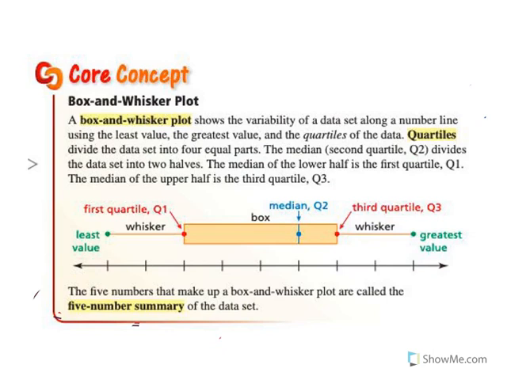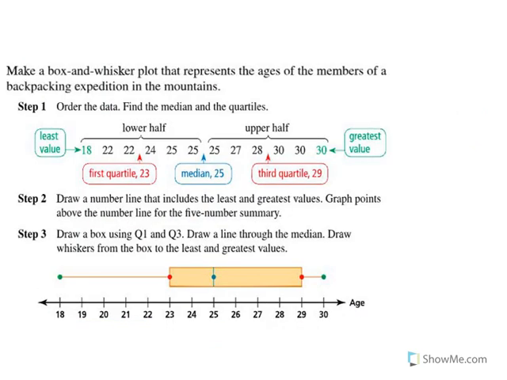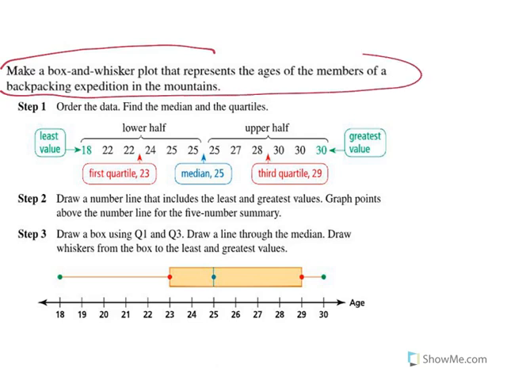Okay, so hit pause so you can write it down. I'm moving on. So, how are we going to use all this stuff? Well, here's the question. I've just added all of the answers on here too. So, we're going to make a box and whisker plot that represents the ages of the members of a backpacking expedition in the mountains. Who cares? All that matters is that we're making a box and whisker plot from the ages.